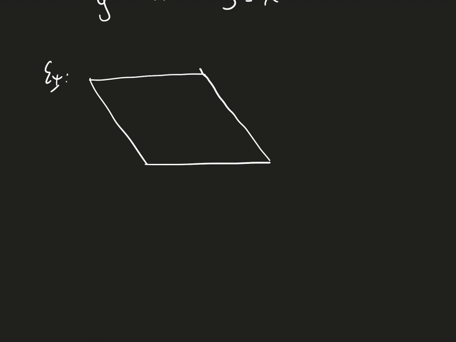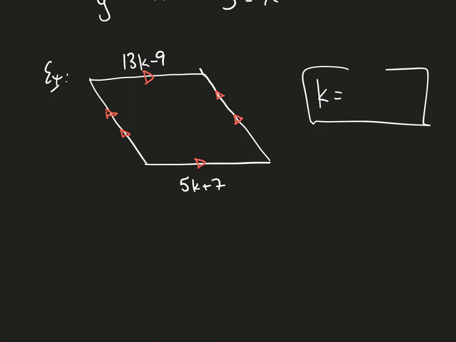Again, opposite sides are parallel to each other, so parallel there, parallel there. And this time I'm just going to simply give you this side 13k minus 9, this side 5k plus 7. And this time instead of 2, I'm just going to ask you for one missing piece. So can you find the value for k?